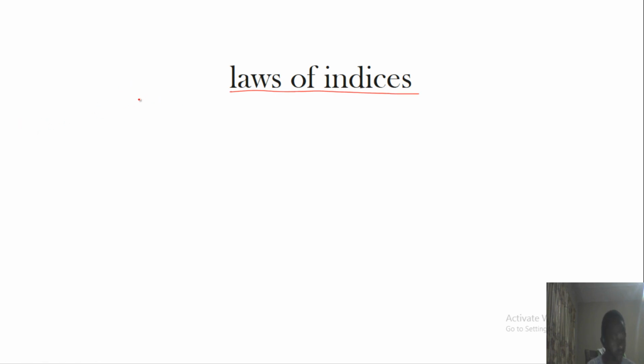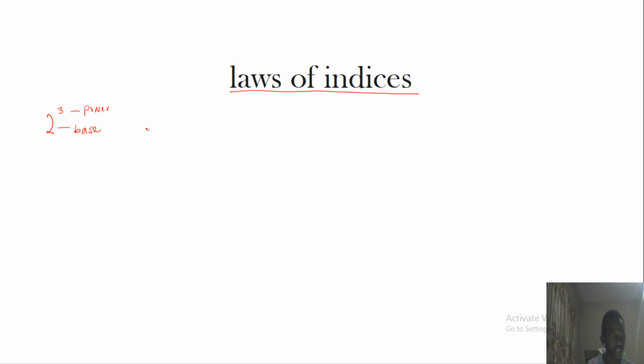Indices. That's what we're going to be discussing today. You need to understand that when you have something like this, a law of indices, we call this the base, and we call this the power.